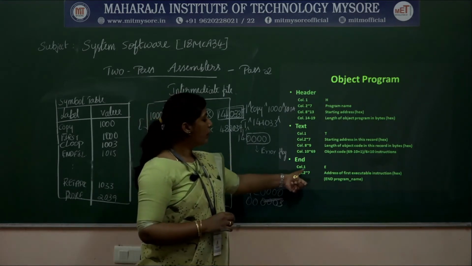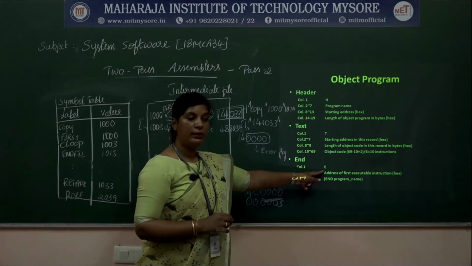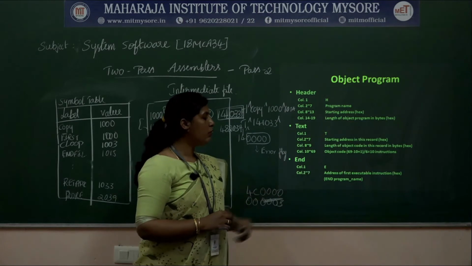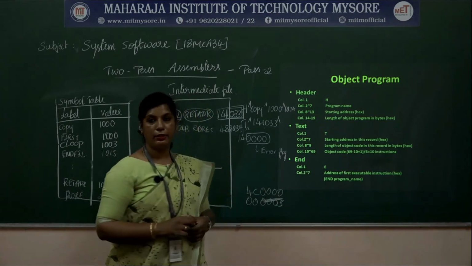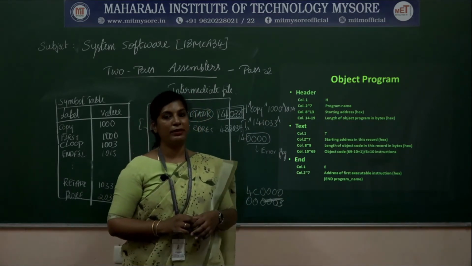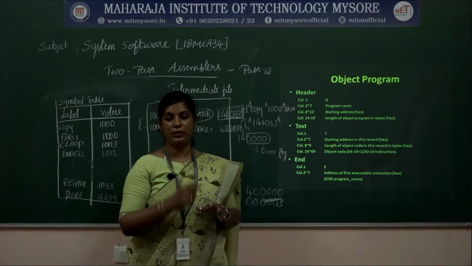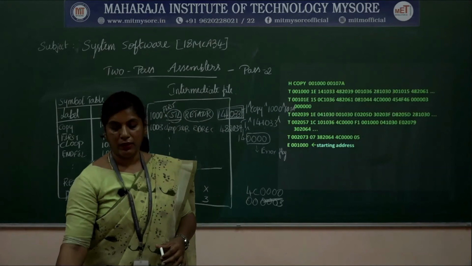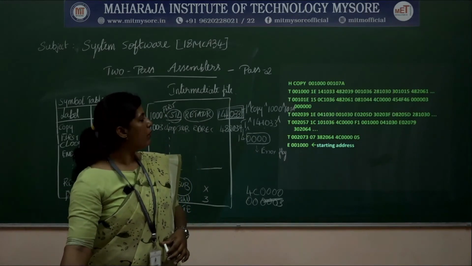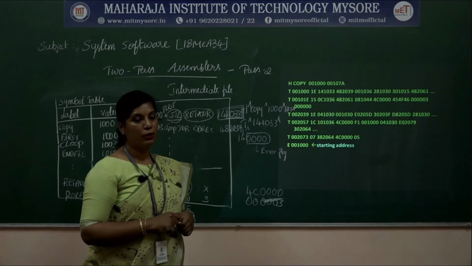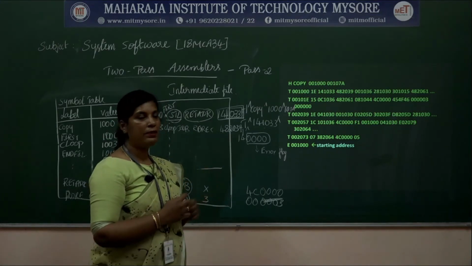So the end record, column 1 has E, and columns 2 to 7 hold the address of the first executable instruction. The address of the first executable instruction means it holds the address of the first instruction, that is 1000. So this is the example of the object file of the code that we have taken.